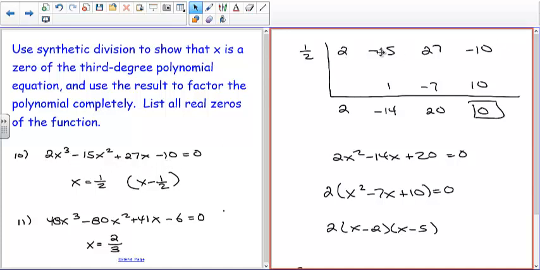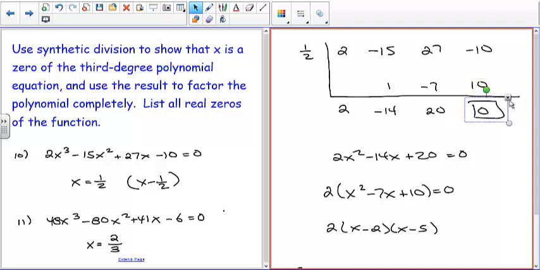Put them up here. Bring 2 down. 2 times 1/2 is 1. Negative 15 plus 1 is negative 14. 1/2 times negative 14 is negative 7. 27 plus negative 7 is 20. 1/2 times 20 is positive 10. Negative 10 plus positive 10 is 0.